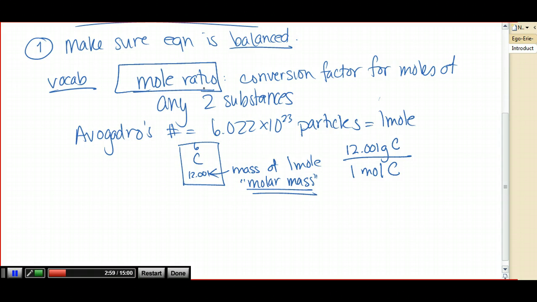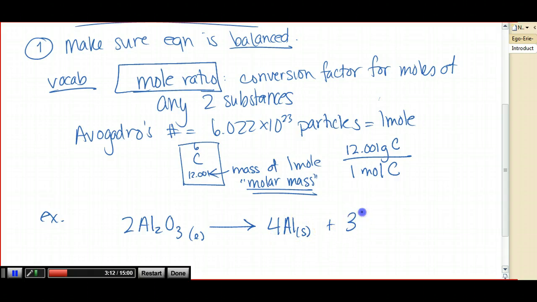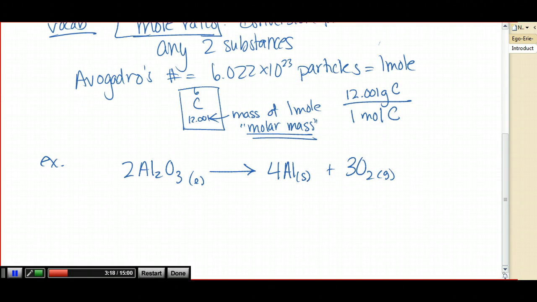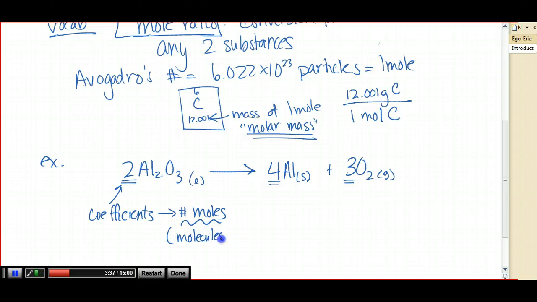So let's look at mole ratio. Let's say we have an equation like 2 Al2O3 in liquid form decomposes into aluminum and oxygen gas. This equation is balanced already. Let's look at the different mole ratios we have here. These numbers out front, just like in balancing, are your coefficients. They tell us about the number of moles. It could also represent molecules as well, but it cannot represent atoms.